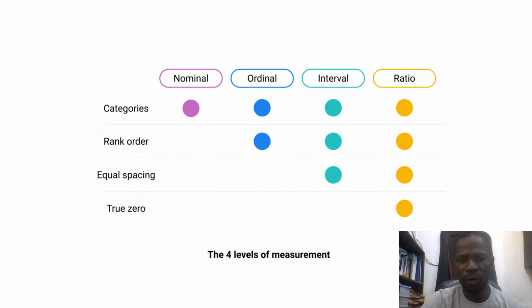A brief summary of what has been described here: nominal is basically for categorization, just for identification. That's what is done under nominal. But ordinal does categorization as well as ranking of the variables. While interval does the categorization, ranking, as well as equal spacing. Again, the ratio, which is the highest level of measurement, has categorization, ranking, equal spacing, as well as a true zero value. This summarizes the 4 levels of measurement.